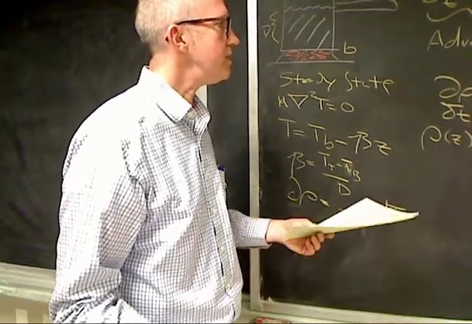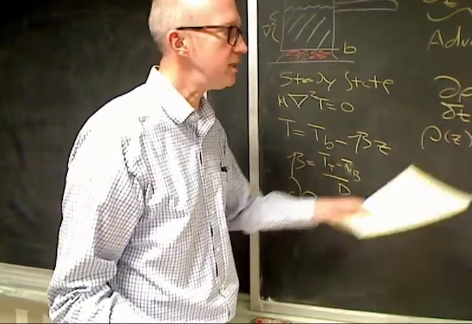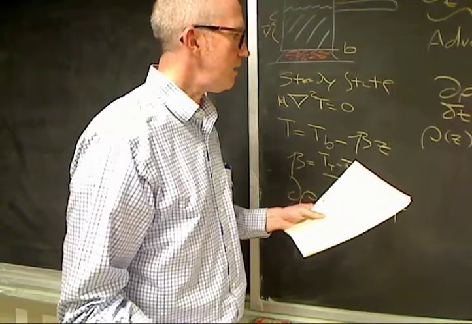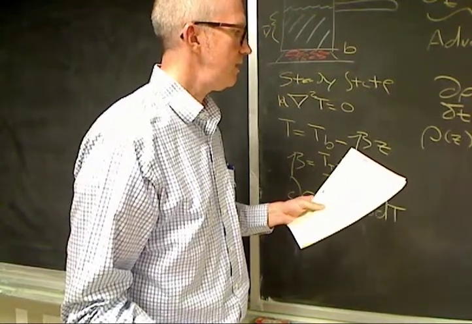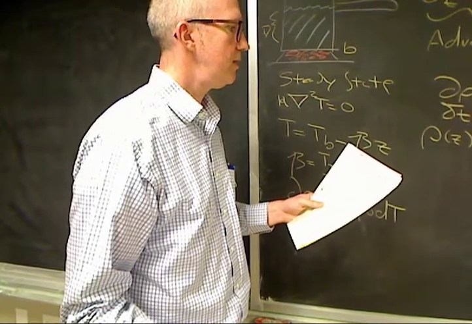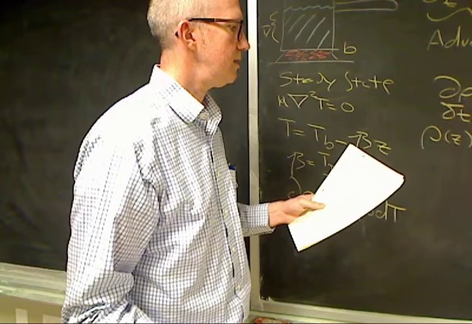Okay, so we've linearized it, but that's okay. It's a good bet that it's going to be linear in the first place because temperature has to be linear. So this is what density does.